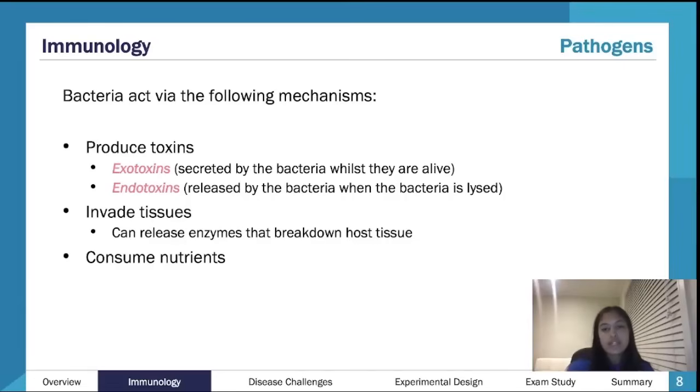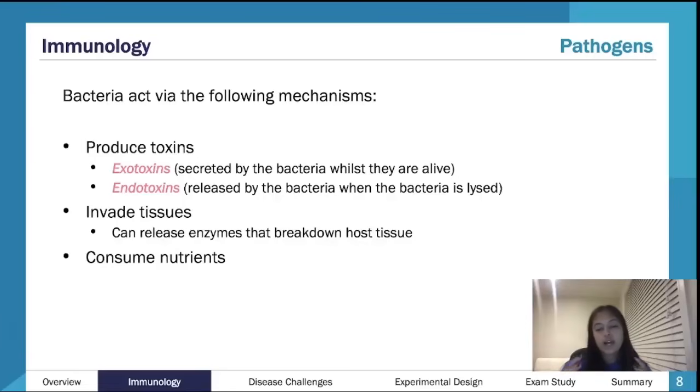So, invading tissues. We think of bacteria as extracellular pathogens. They exist outside the cell, and then they can come in and invade tissues. They can release enzymes and other toxins that ultimately break down that tissue and the cells in that tissue, and that leads to consequences, symptoms, and sometimes death of those cells and tissues.